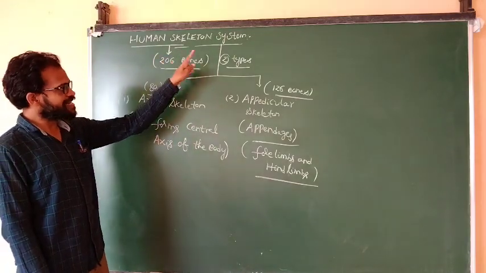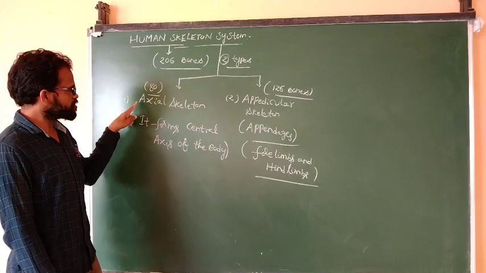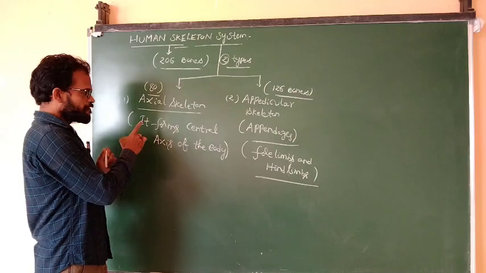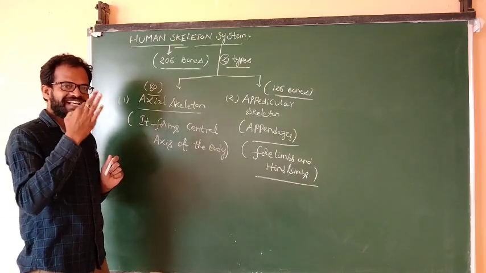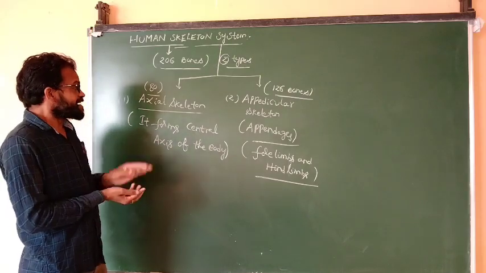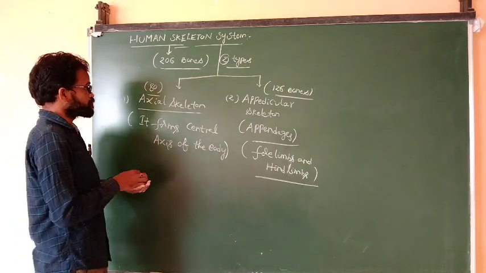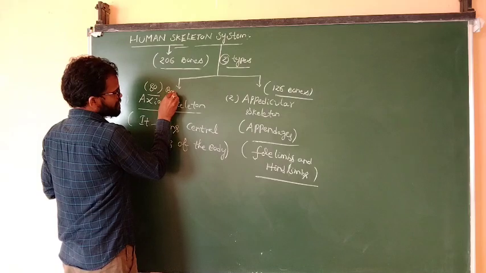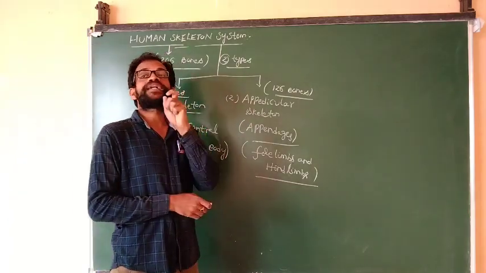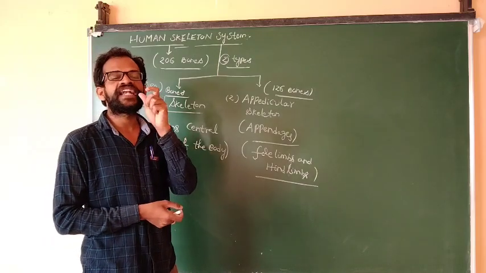The human skeleton is divided into two types. The first one, axial skeleton, means it forms the central axis of the body. It consists of 80 bones. How many bones are present in the central axis of the body? 80 bones. The second one, appendicular skeleton, is nothing but appendages.